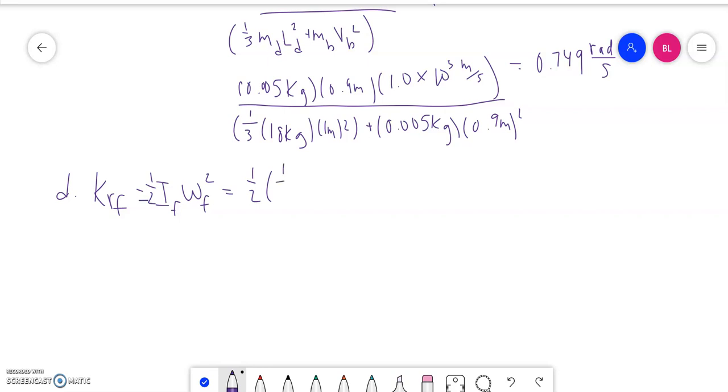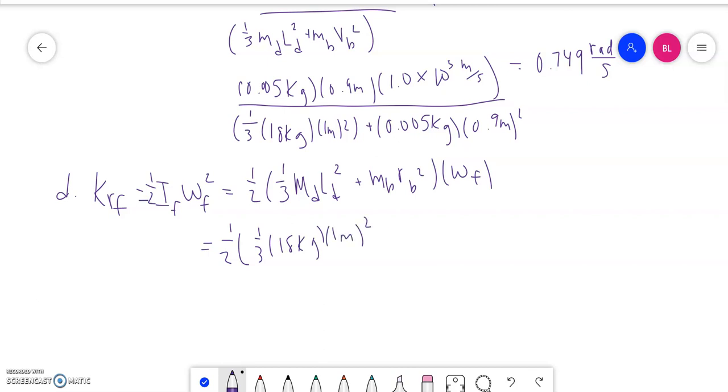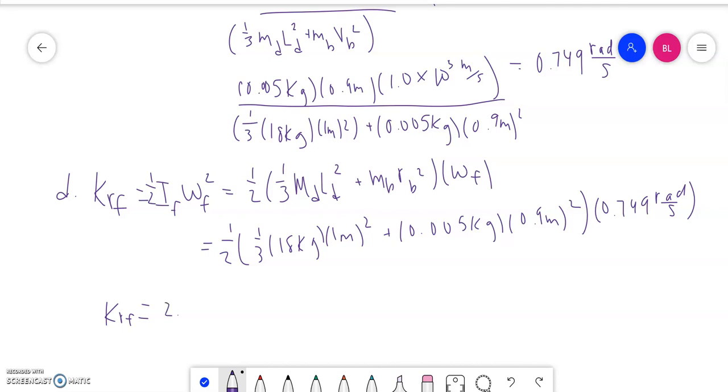So remember we need to include the moment of inertia of the door and the bullet: 1/3 the mass of the door times the length of the door squared, plus the mass of the bullet times the radius of the bullet squared, times that final angular velocity we just solved for. Let's put in the numbers that we know. 1/2 times 1/3 times 18 kilograms times 1 meter squared plus 0.005 kilograms times 0.9 meters squared, all times 0.749 radians per second squared. And in your calculator, this will give you a final rotational kinetic energy equal to 2.25 joules.